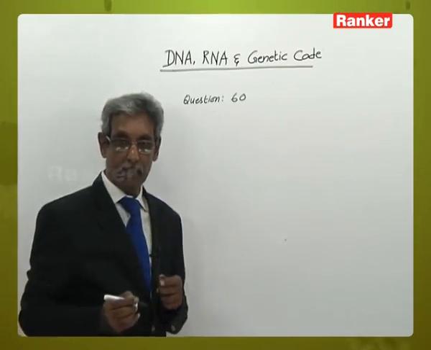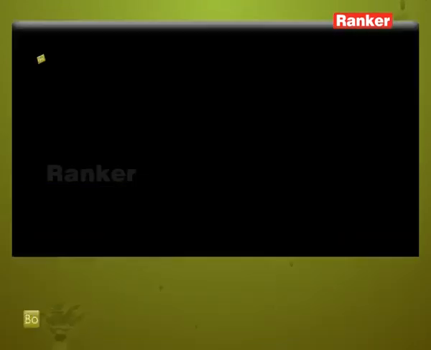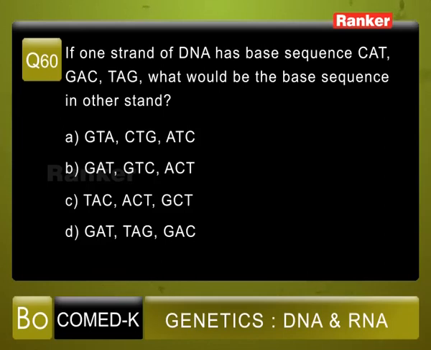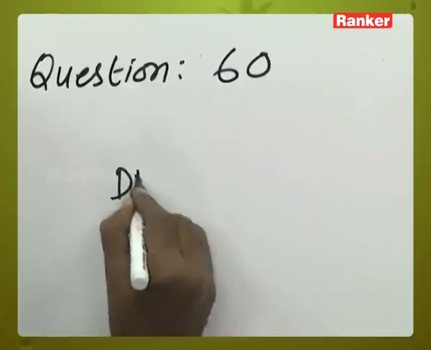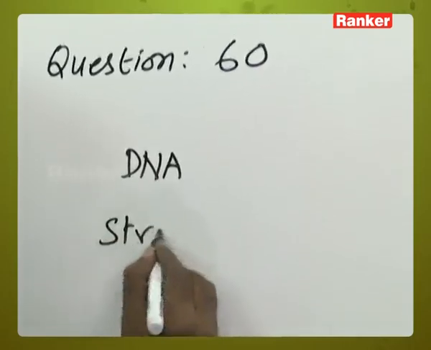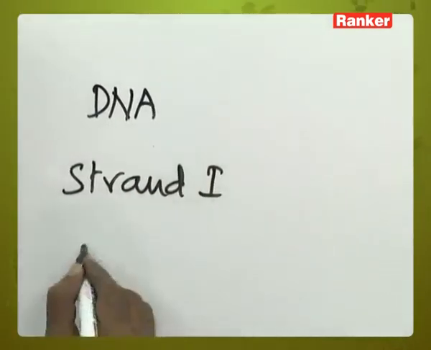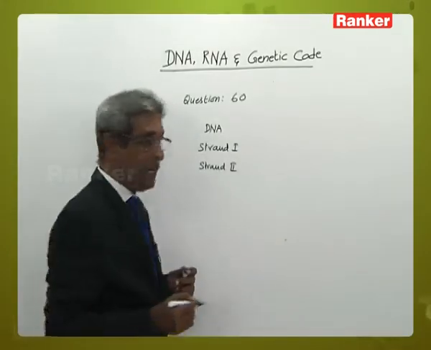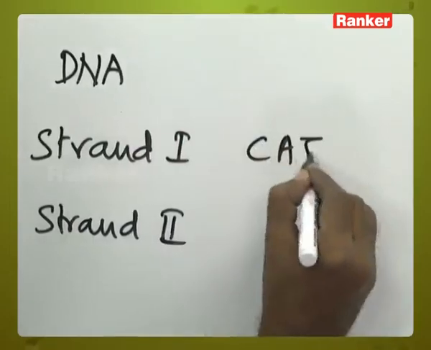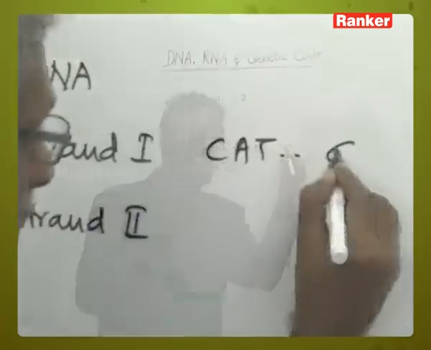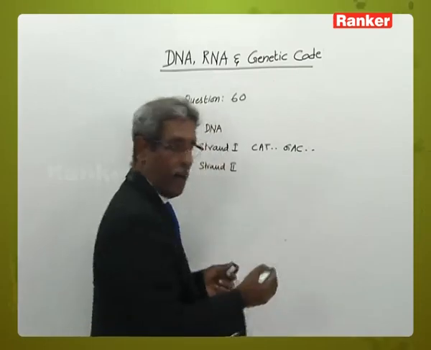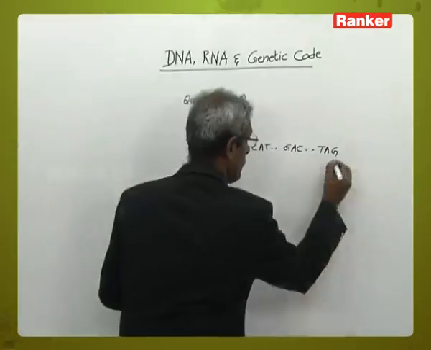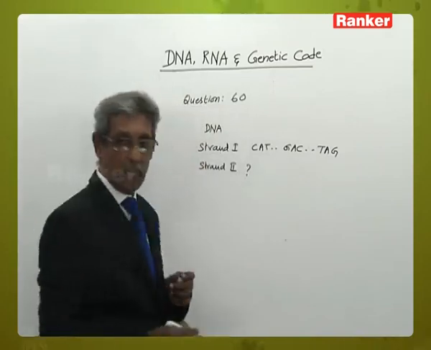Question number 60 is again a straight question. If one strand of the DNA base sequence has CAT, GAC, TAG, what would be the base sequence in the other strand? So, it's given as DNA, strand 1 and strand 2. On one strand, it is given as CAT, GAC, and again it is TAG. So, it is asked what is the sequence on strand 2.